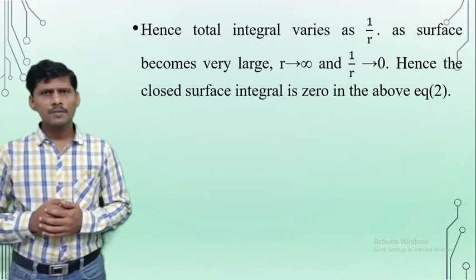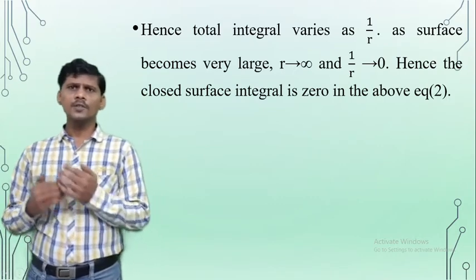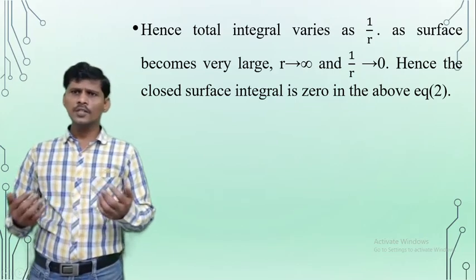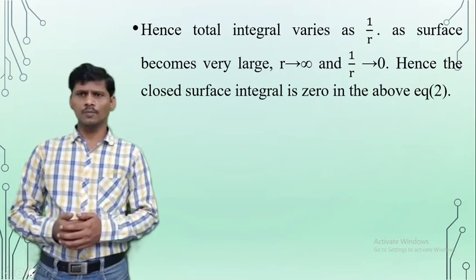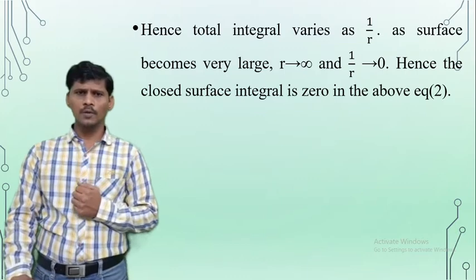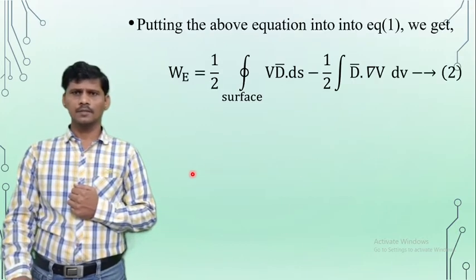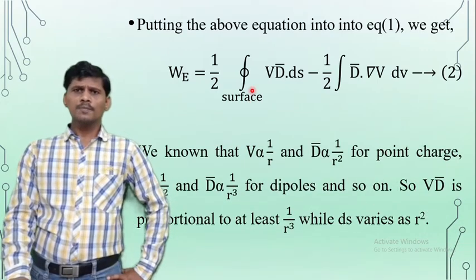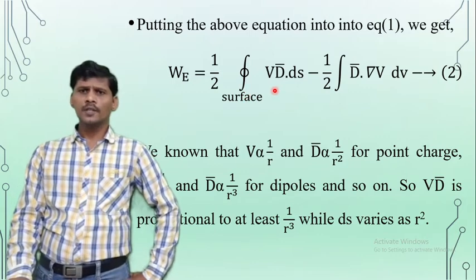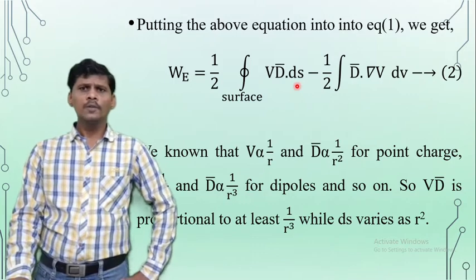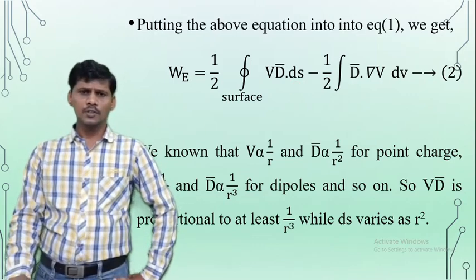As the surface becomes very large, the distance r tends to infinity, and 1 by infinity is 0. Therefore, applying this condition to the above expression, when the surface becomes very large, the closed surface integral of V d bar dot ds bar becomes 0.